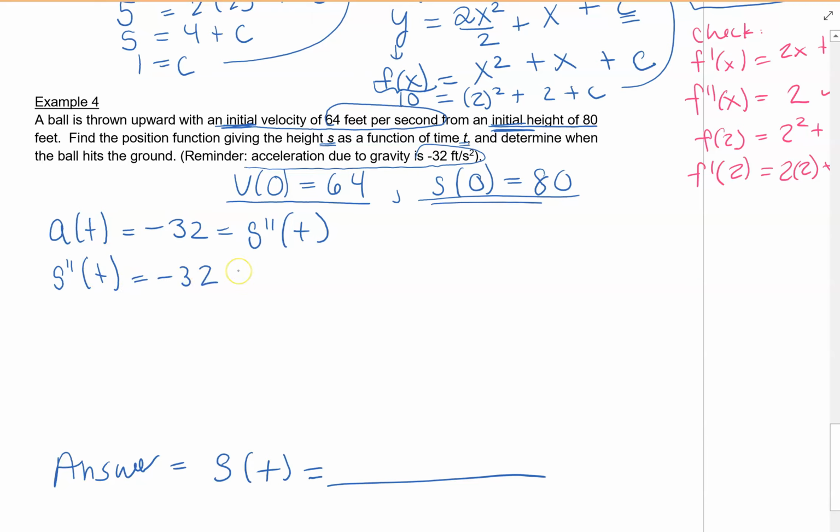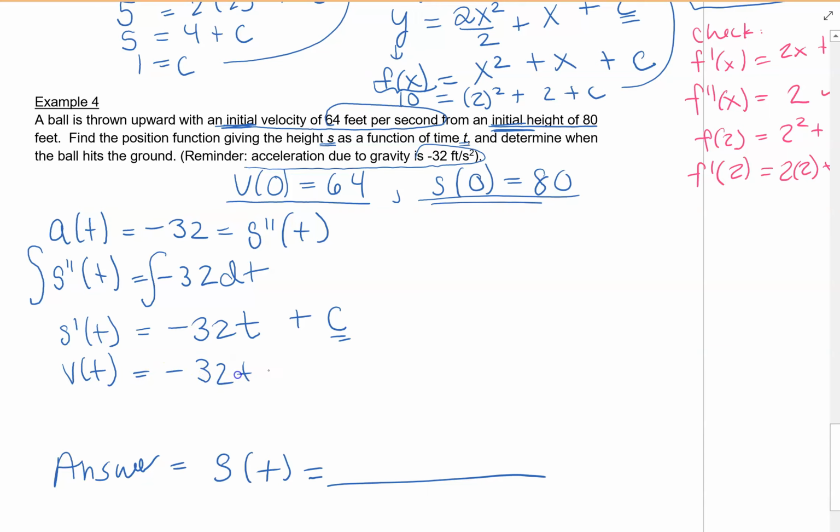And I'll kind of do this the same way I did the first one. I'm going to kind of skip the separation of variables part for going from the second derivative to the first, because I think it'll be easier that way. So the antiderivative of the second derivative would be the first derivative. And this is with respect to t. So the antiderivative of negative 32 with respect to t would be that same constant times t plus my constant of integration. Well, the first derivative of position is basically velocity. So what I found here is a general equation for velocity.